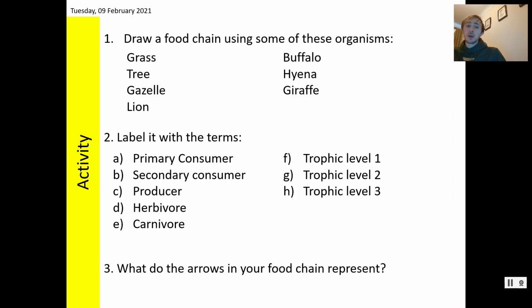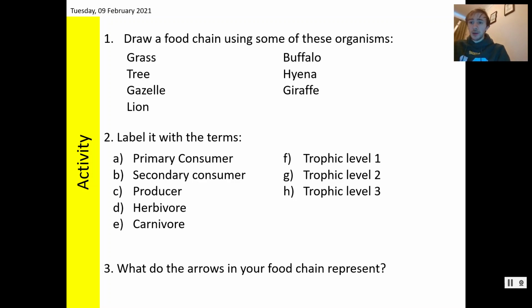And then labelling, well, the primary consumer should be whatever is eating your plant, either buffalo, gazelle, or giraffe. Secondary consumer should be whatever is eating your primary consumer, probably a hyena or lion. Producer should be the grass or the tree. The herbivore should be whatever is eating the grass or the tree, the same as the primary consumer. The carnivore should be anything where the hyena or lion is present.